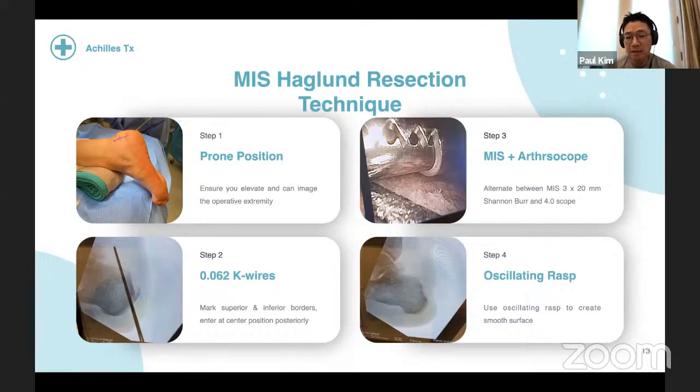And as you can see in the step 3 picture, you can see the K-wire. So I debride down to the K-wires. Now there are some little metal fragments that could shrapnel off, and that can be easily removed with the arthroscope. And then after that, the final step is to use oscillating rasps to get that smooth surface. And then finally, we put the SpeedBridge on top.